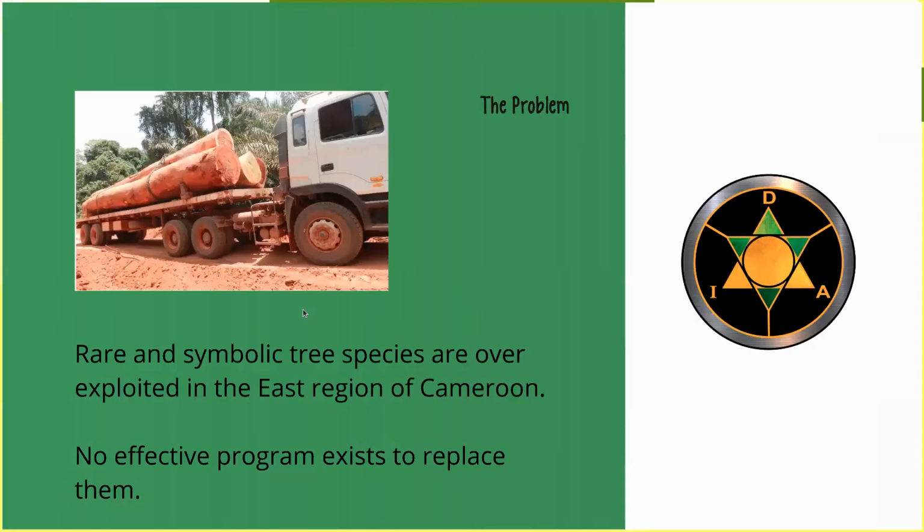Here, the second one is really about how non-fungible tokens can be used in the agricultural or farming field, which is what we are working on right now. It started with the problem of realizing that rare and symbolic tree species are overexploited everywhere in Africa, and more specifically in the east region of Cameroon. And to date, there's no effective program that exists to curtail that trend or fix that problem.